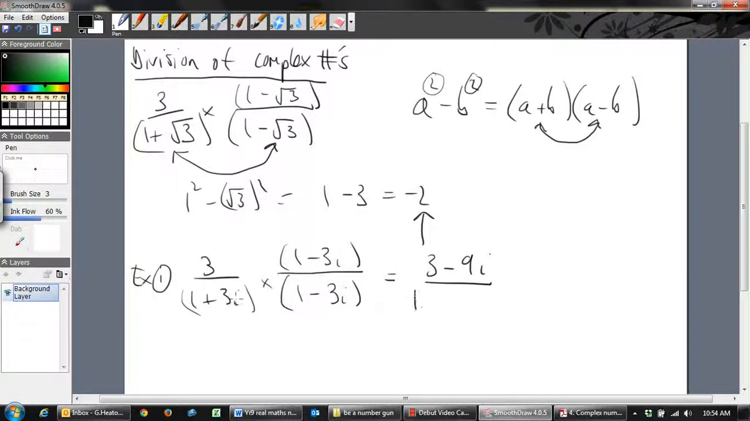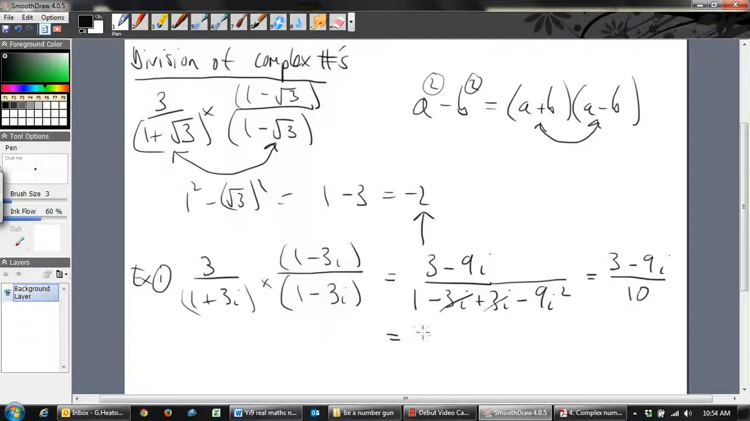1 times 1 is 1. 1 times negative 3i is negative 3i. 3i times 1 is positive 3i. And 3i times negative 3i is negative 9i squared. Okay, that's 3 minus 9i over, that cancels out, that cancels out. Negative 9i squared is positive 9. So that's 1 plus 9, which is 10.